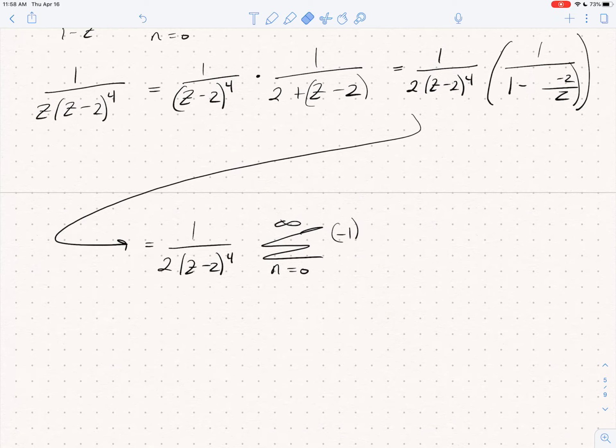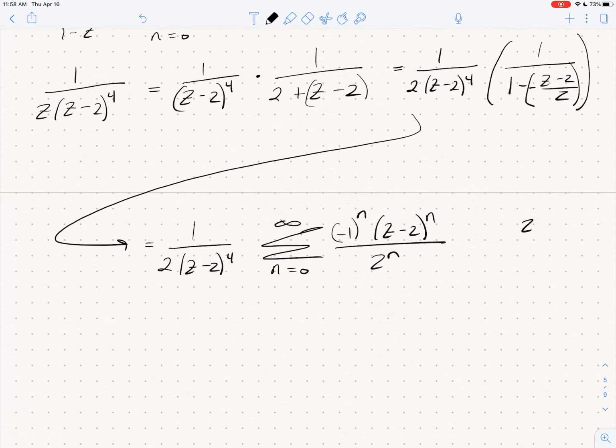And by the way, I wrote this poorly. That negative there, I mean not on the z, I mean in front of it. There we go. That was a rookie mistake. So minus 1 to the n, and then I'm going to have what? (z minus 2) to the n over 2 to the n. All right, so that's where I'm at so far.